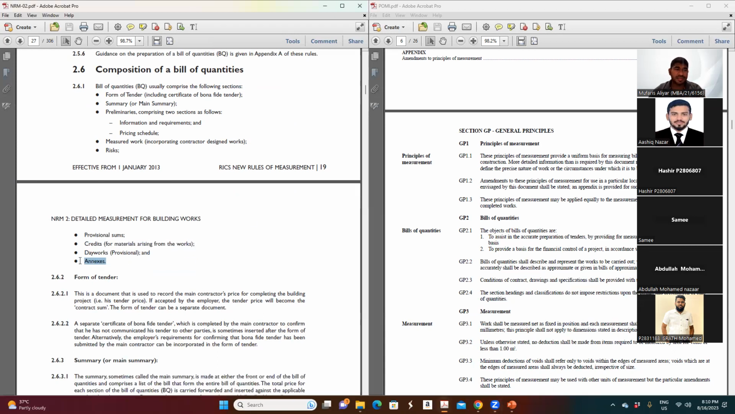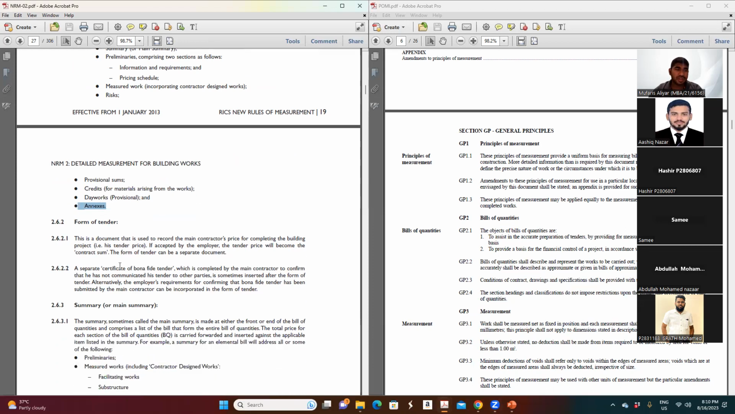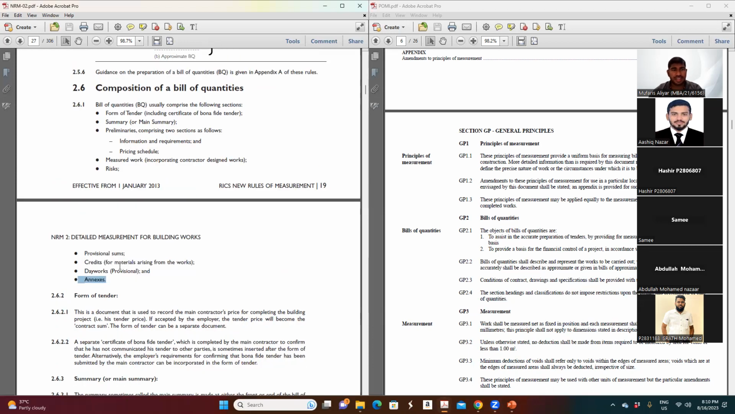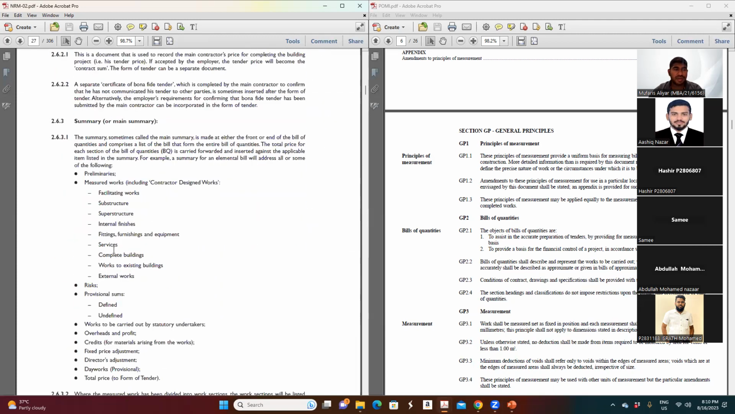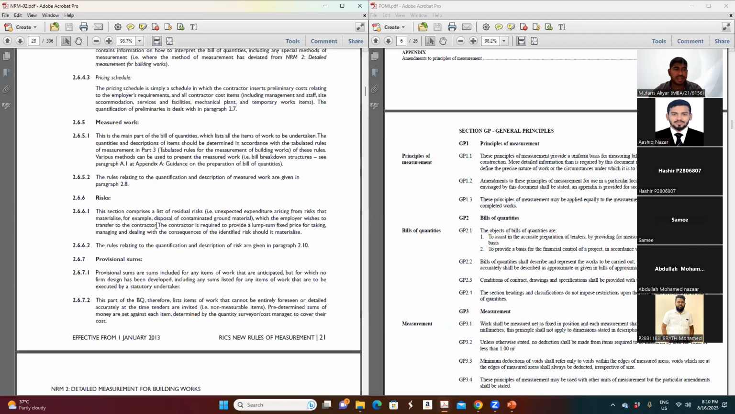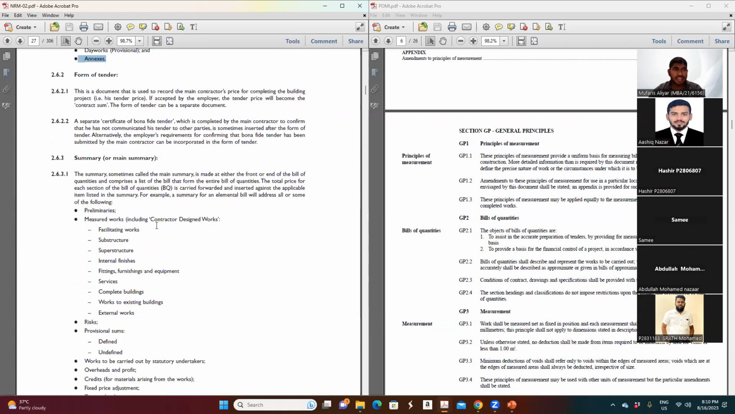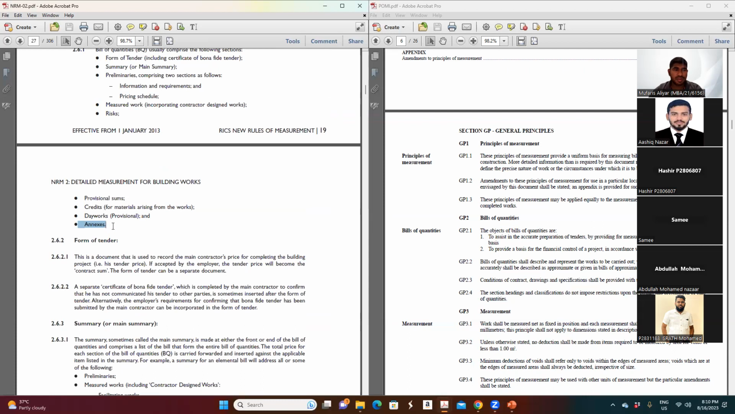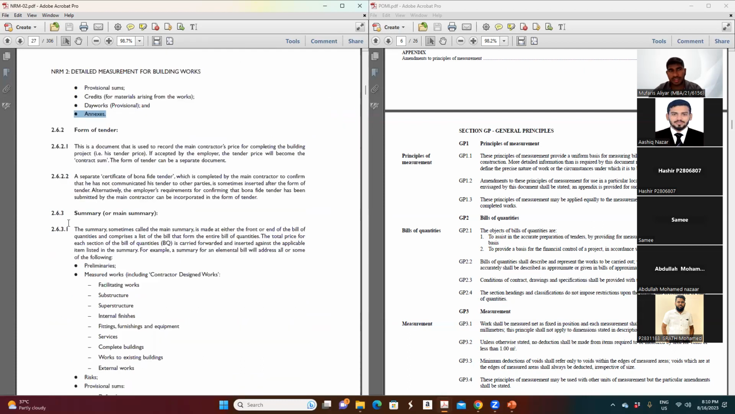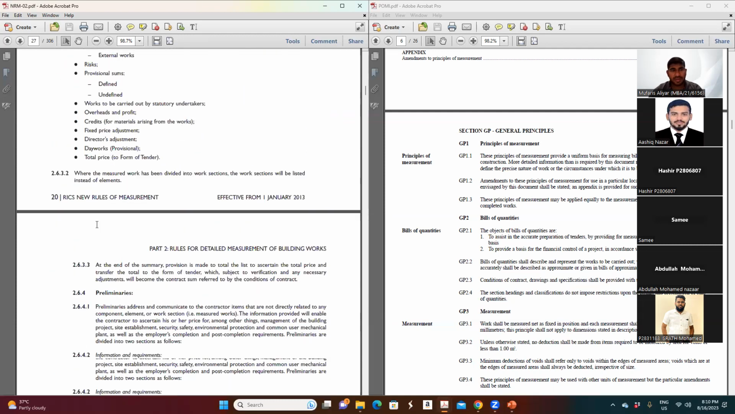This annexure is also a new thing. It's not a new thing, it's added in the bill of quantities. Now we need to understand what this annexure is. Okay, so let's read together. Even for me, it's kind of new. They said something you have to add in the BOQ called annexure as part of the BOQ item. So let's go and read what is annexure.